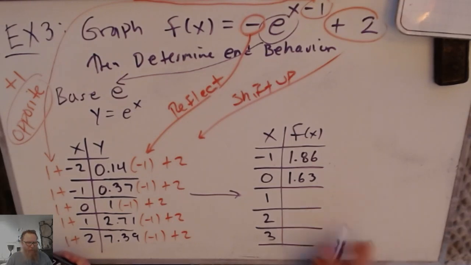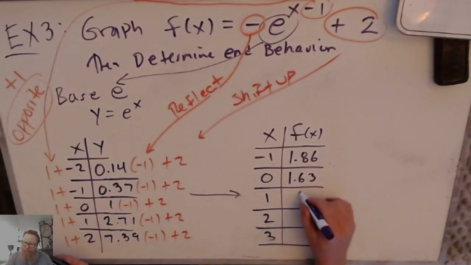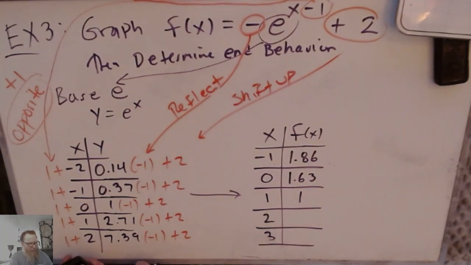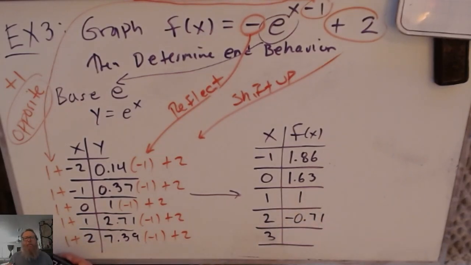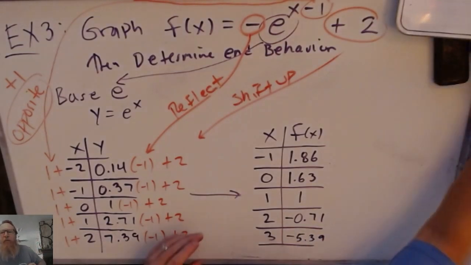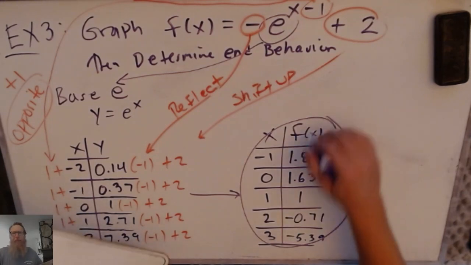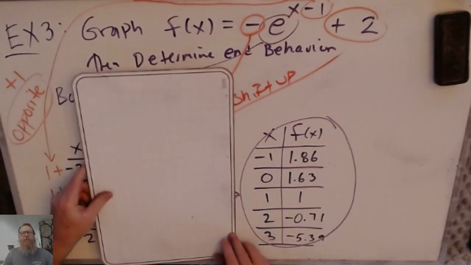All right. Negative 1 times 1 plus 2, that's 1. 2.71, although if I round it, it's actually 2.72. But again, as long as it's close, times negative 1 plus 2, negative 0.71. And then finally, this one, I might be able to fit it. 7.39 times negative 1, and then plus 2, negative 5.39. I can fit it. I'll make them all fit. So now these are the ones we're going to graph.